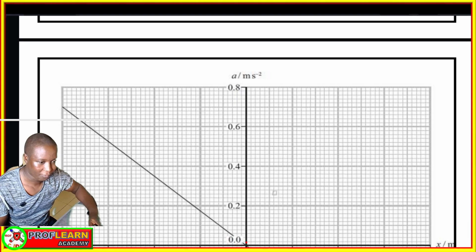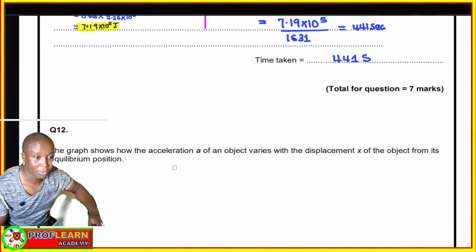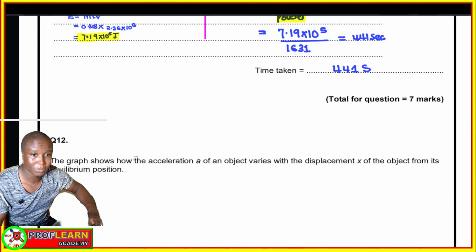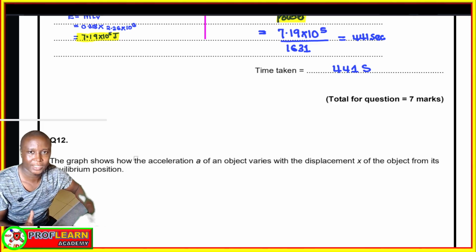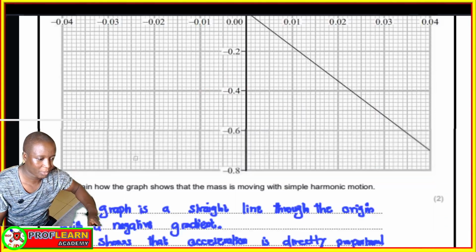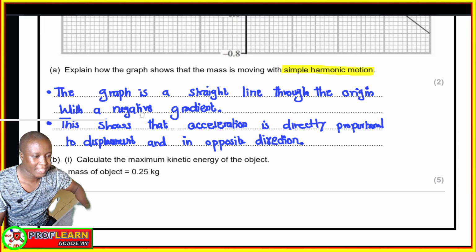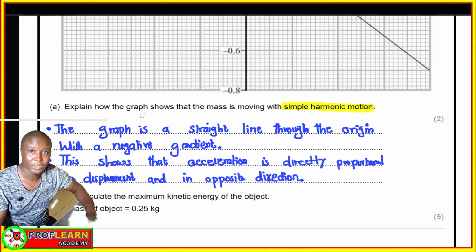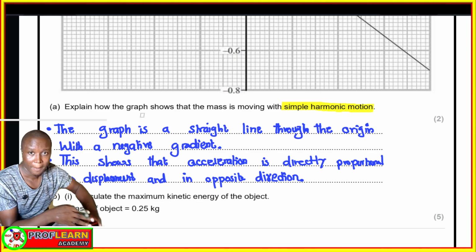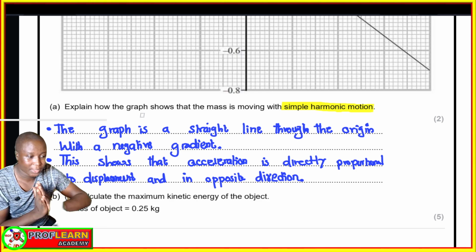Question number 12 is a question from simple harmonic motion. So you might be asked a question to do with simple harmonic motion. But first, you need to understand what we mean by simple harmonic motion. It's the type of motion where acceleration is directly proportional to displacement, but they act in opposite directions.